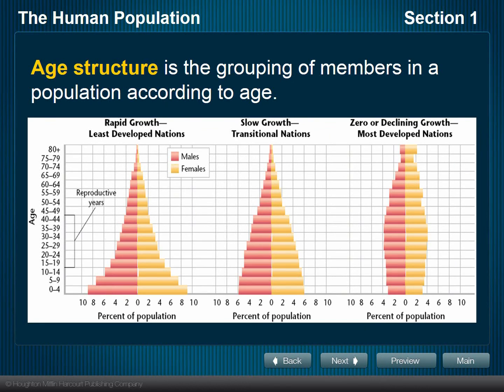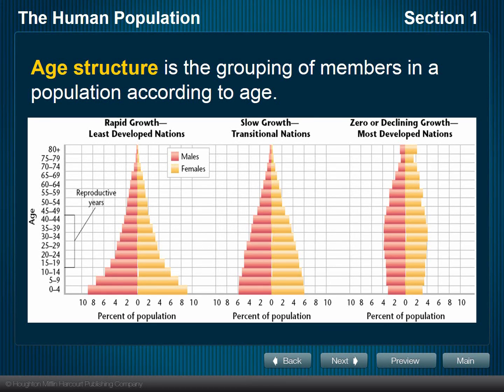Age structure is the classification of members of a population into groups according to age, and it is a tool that helps demographers make predictions. Countries that have high rates of growth usually have more young people than older people. In contrast, countries that have slow growth or no growth usually have an even distribution of ages in the population.